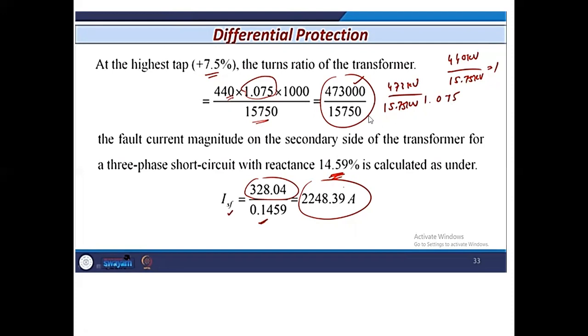So if I multiply this by 1.075, then the ratio comes out to be 473 kilovolt divided by 15.75 kilovolt. Okay, this one. So on the secondary side of the transformer, the reactance value is given.